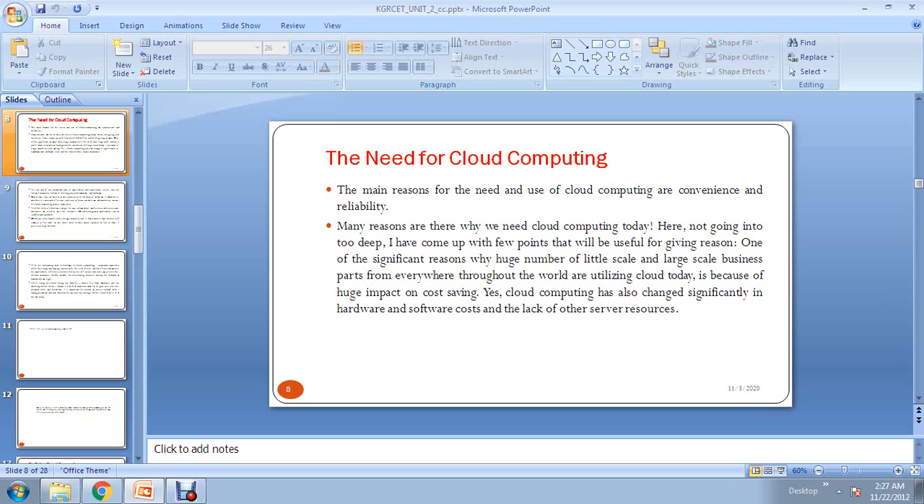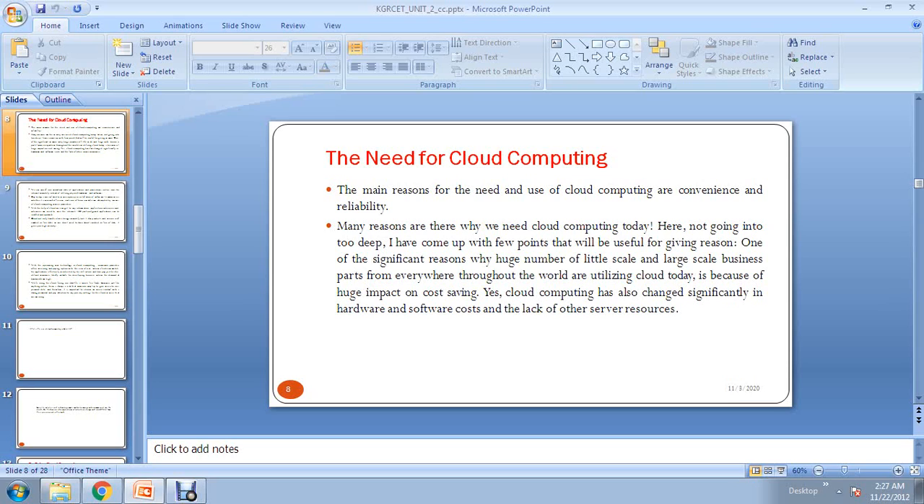Okay. Today the topic is the need for cloud computing. There are so many reasons why we need cloud computing. The main reason is the need and use of cloud computing. It is very convenient and reliable compared to other technologies. And there are so many other issues.